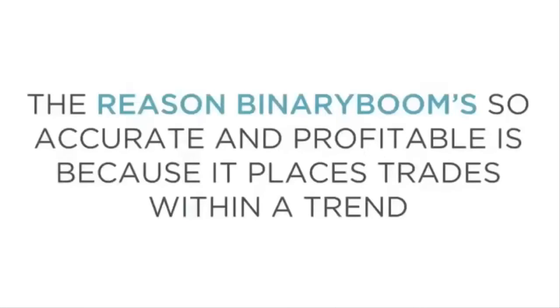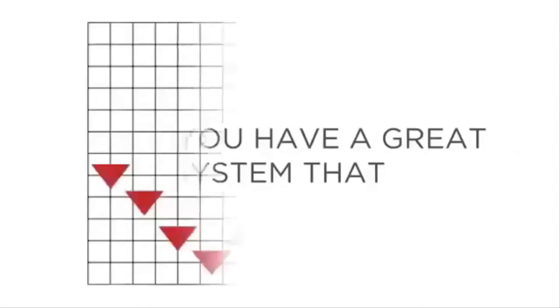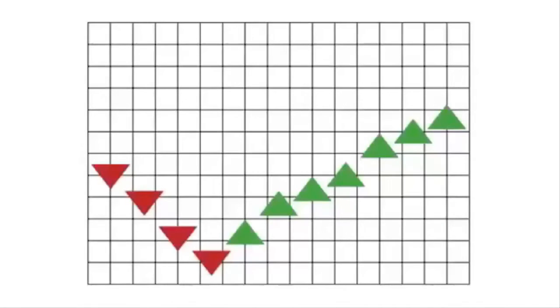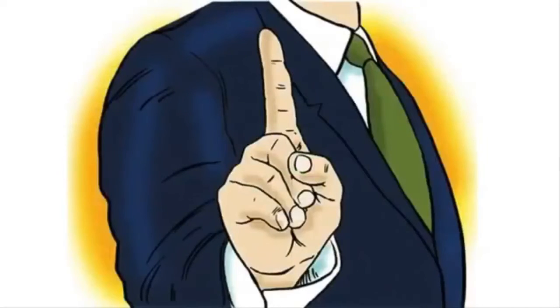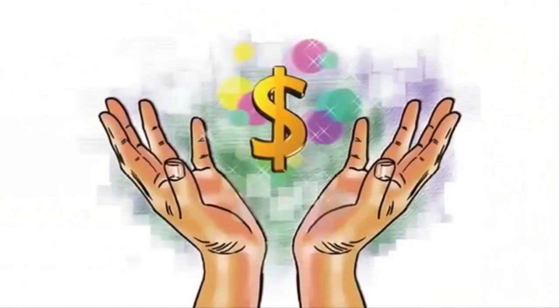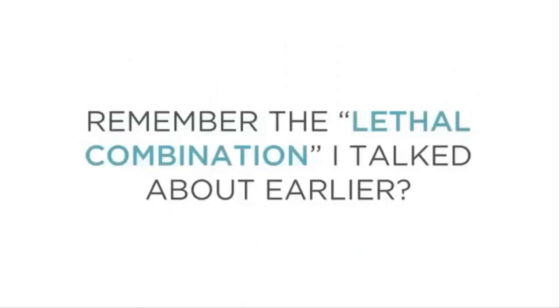Now, in case you forgot already, the reason Binary Boom's so accurate and profitable is because it places trades within a trend. Not just randomly hoping they end up in profit. And when you have a great system that one, spots small trends accurately, and two, places multiple trades within a trend, and three, you only need to be right by 1 point to win each trade, the result's magical. And you make a lot of money. Remember the lethal combination I talked about earlier. Trust me, it is lethal.